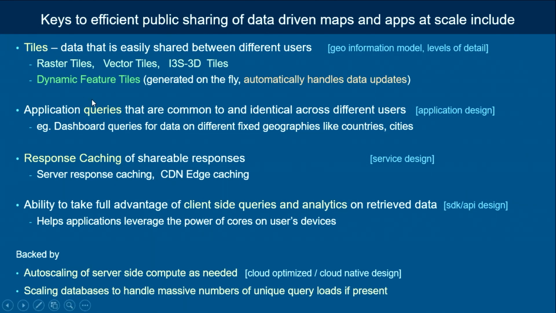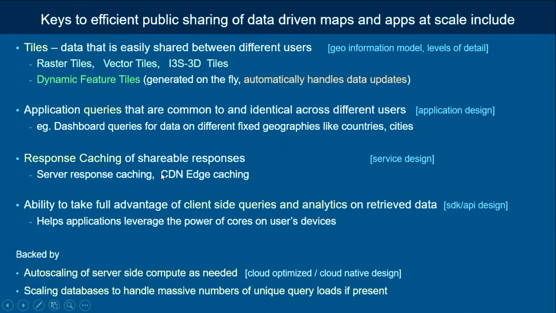The JavaScript API queries are common, and they're identical across different users and different applications. Why is that important? That means that we can cache those results at multiple levels within the system. We can do response caching, so server and ArcGIS Online can create a response cache of the queries you're making for improved performance and scalability.